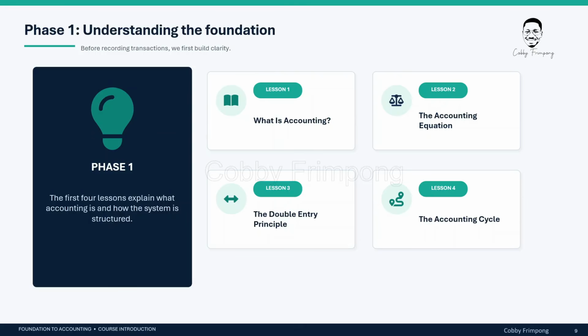Phase 1. Understanding the foundation. Phase 1 is about clarity. Lesson 1 explains what accounting really means and why it matters. Lesson 2 introduces the accounting equation: assets equals liabilities plus equity. Lesson 3 explains the double entry principle and why every transaction has at least 2 sides. Lesson 4 gives the big picture through the accounting cycle.